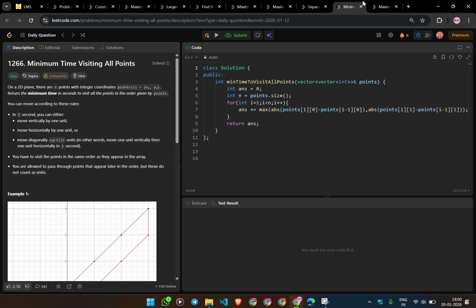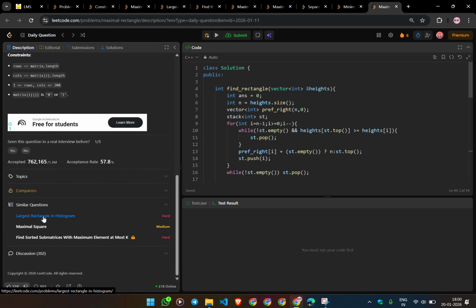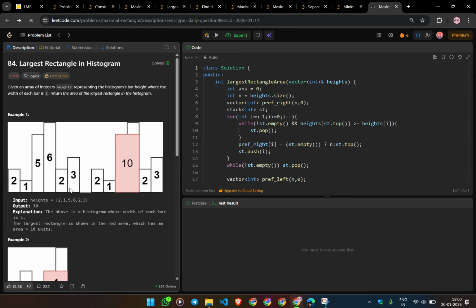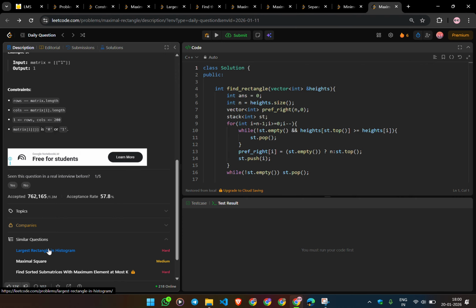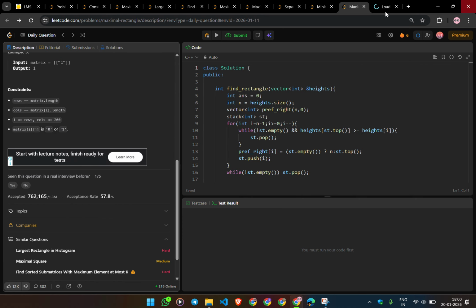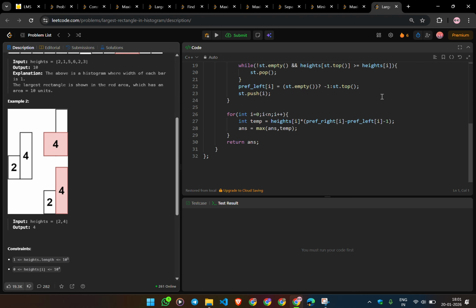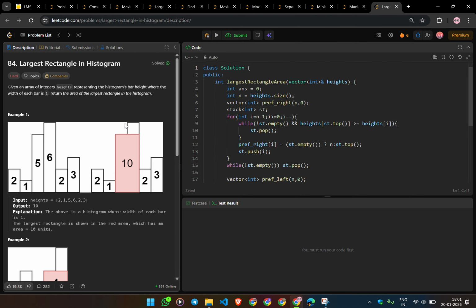The similar problem is the largest rectangle in the histogram. This is the problem you should solve first, and after that you will get the approach for this problem. After that, you can use that code to calculate the largest rectangle in that particular row.